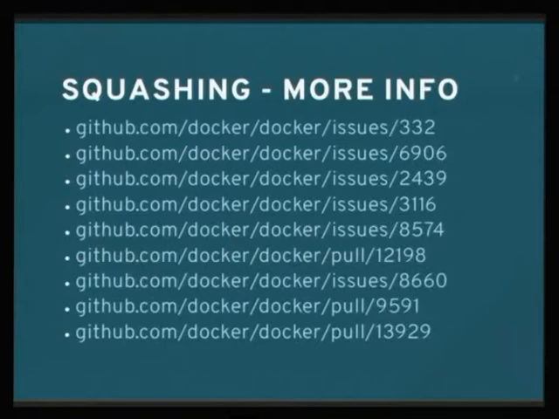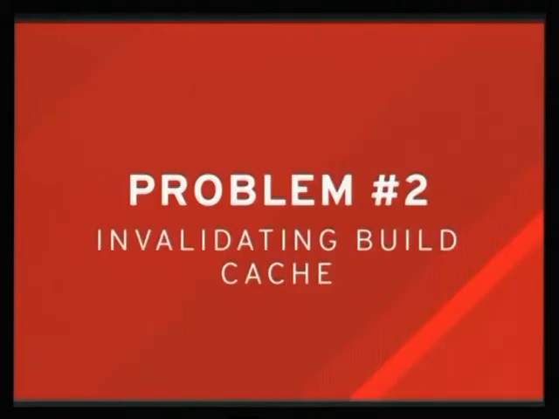Okay, so that's all to squashing. If you are interested to know more, these issues are all related to squashing. For example, here's issue number 300, which is two years old, and it's still not being fixed. So squashing with Docker is still not possible. There are also some pull requests, which were done by a Docker employee, and they were not merged, so pity.